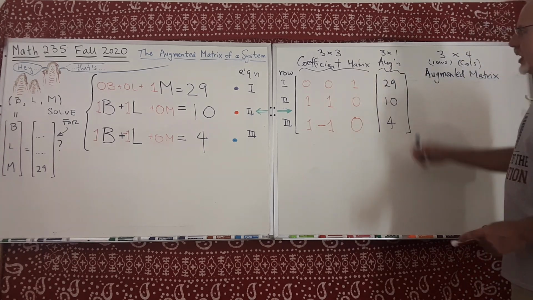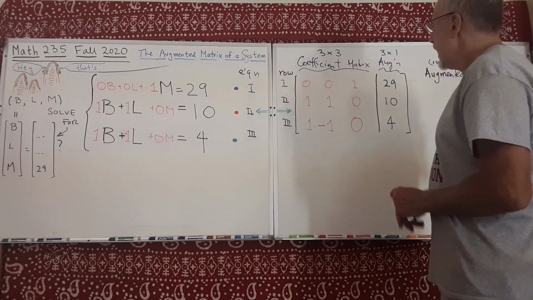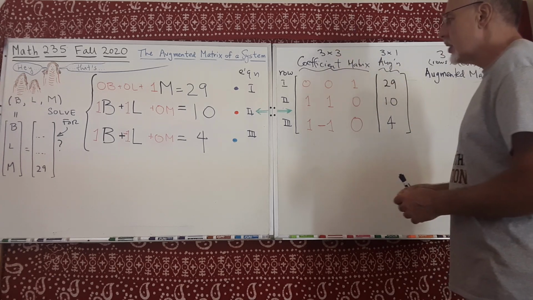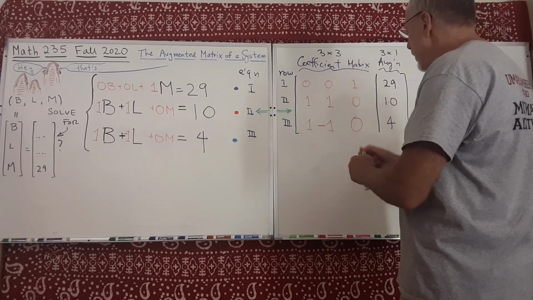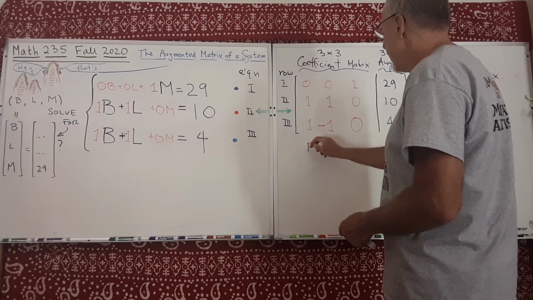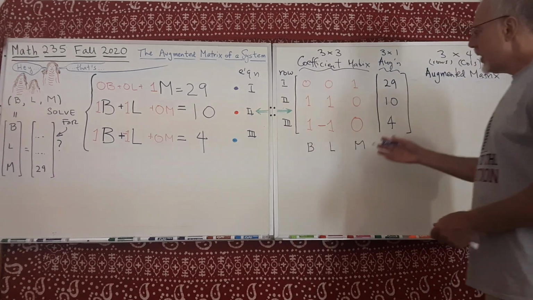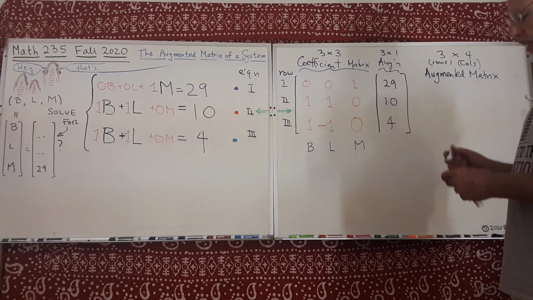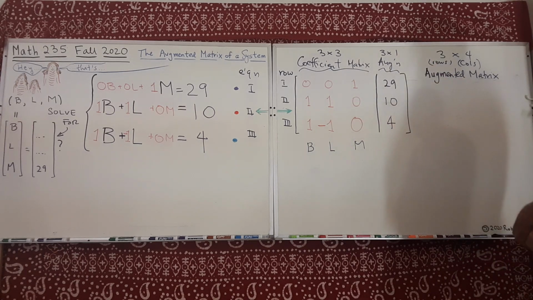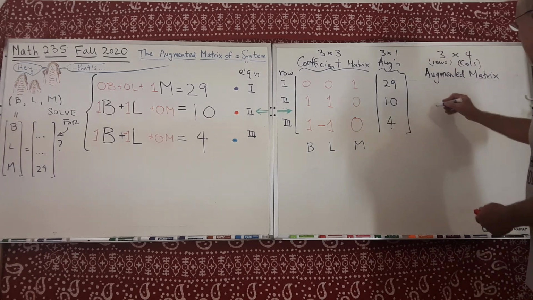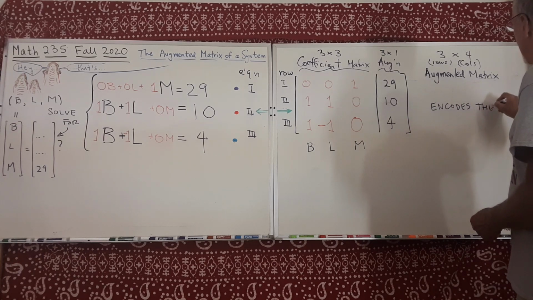Okay, so each row of the coefficient matrix encodes an equation. Each column corresponds to a variable. So the columns correspond to the unknowns. And so, in fact, if I remember the names of the variables, B for the first column, L for the second column, M for the third column, then I can completely recover the system of equations from the coefficient matrix and the augmentation, the augmented matrix. Okay, so this encodes the linear system.